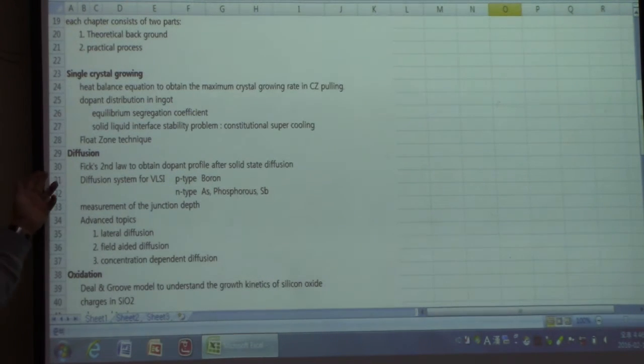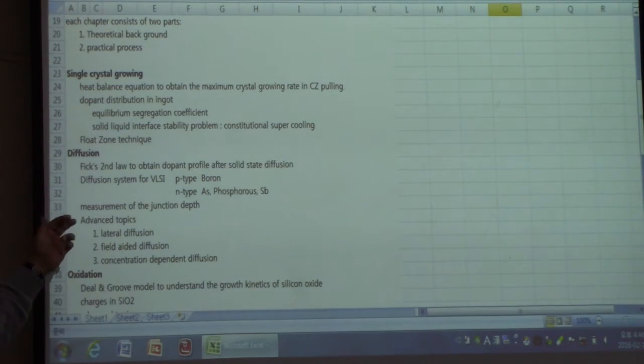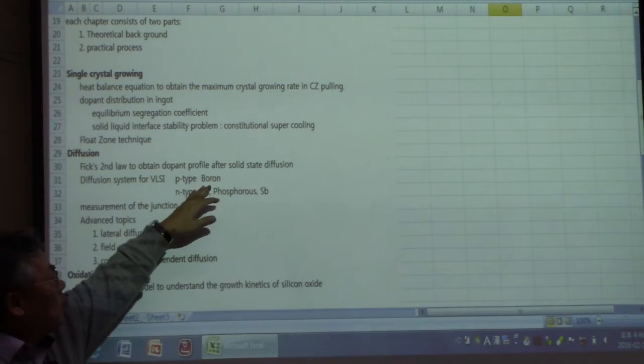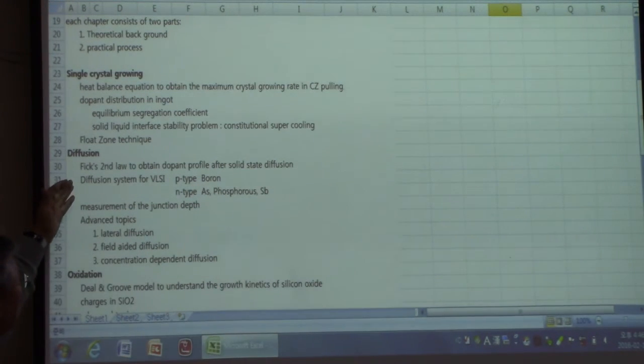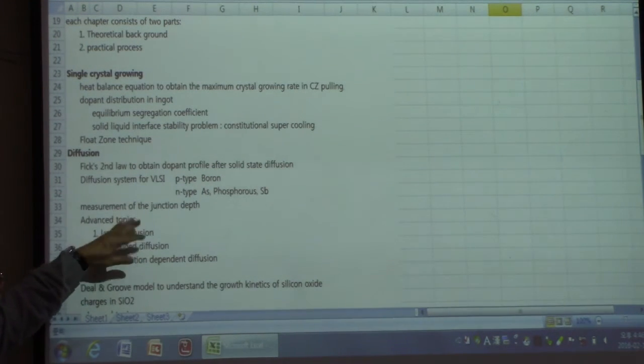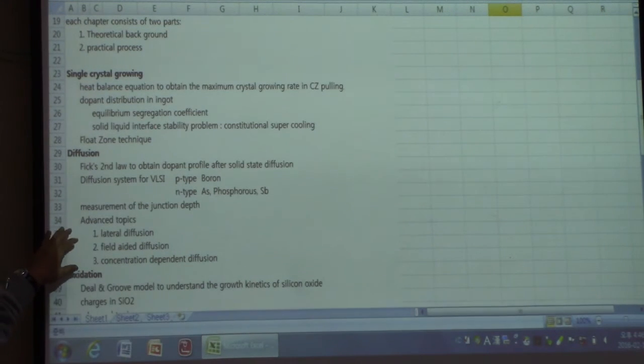Okay, and for diffusion as a theory, I'm going to discuss Fick's second law in order to obtain the diffusion profile after the solid state diffusion, and we are going to discuss processes like diffusion systems, N-type and P-type, and measurement of the junction depth. And as advanced topics, I'm going to cover 3 topics: the lateral diffusion, field-aided diffusion, and the concentration dependent diffusion.